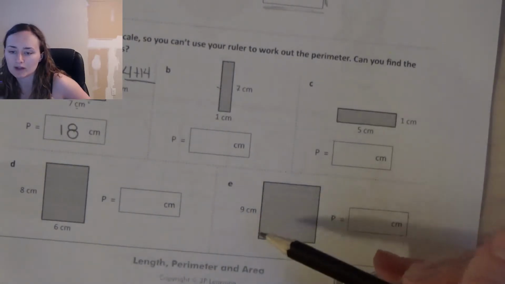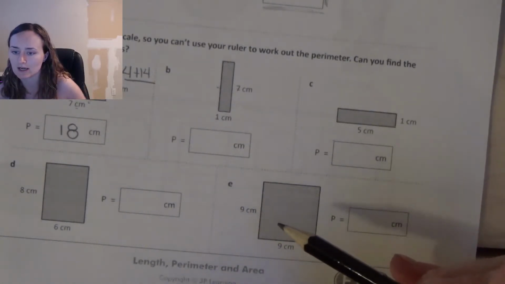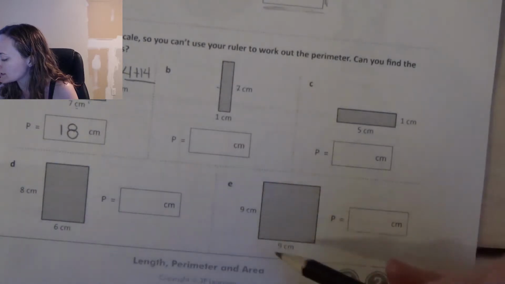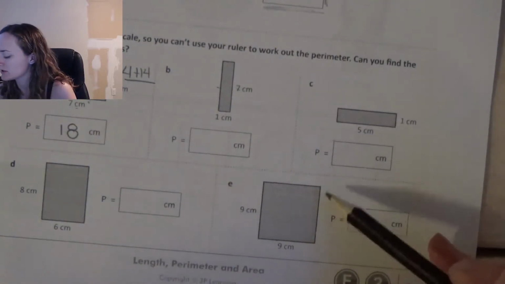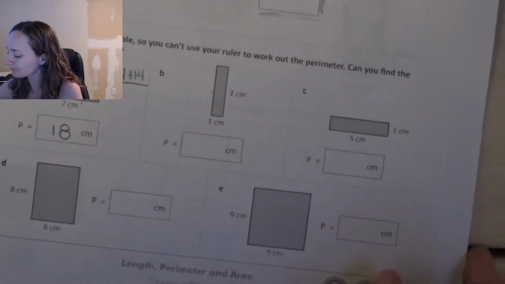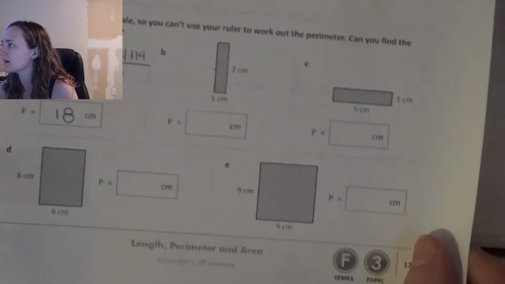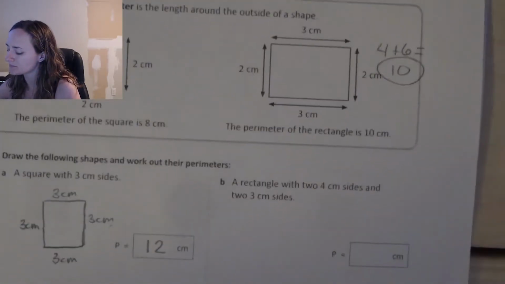And for a square, as we know with squares, they are all the same size sides. So this is 9, 9, just to give it to you, this will be 9, and that'll be 9, okay? Up to you to add those up though and find out what the perimeter is.